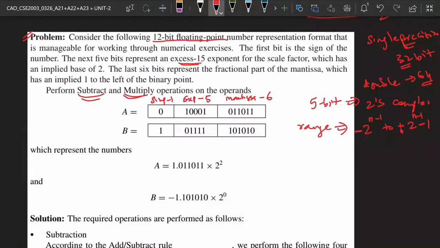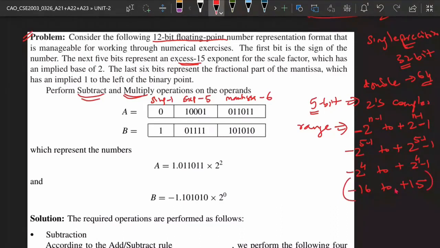Similarly, if 5 bits are used, then the range will be minus 2 to the power 5 minus 1 to plus 2 to the power 5 minus 1 minus 1. So it is minus 2 to the power 4 to plus 2 to the power 4 minus 1. So it is minus 16 to plus 15. This is the range that can be represented in 2's complement with 5-bit representation.